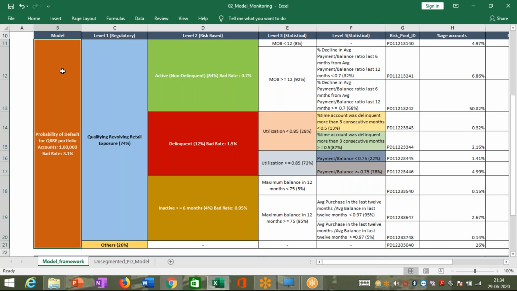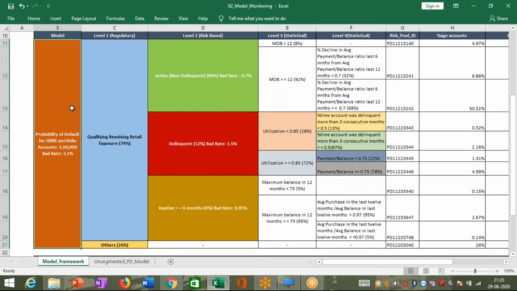The first level of segmentation, whichever data or model you are working on, is this: if it's a retail portfolio and you have the QRRE data separately in one file, that's okay. But generally, when you have the entire retail portfolio, the first level of segmentation you do is QRRE versus non-QRRE. When you are developing for other retail, it becomes other retail and QRRE. QRRE remains unchanged.